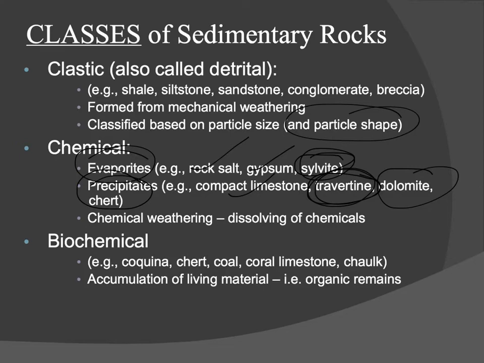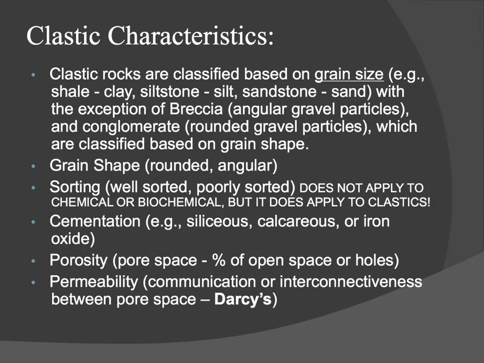In terms of biochemical, we have coquina, which is all the cemented skeleton shells and parts. We have chert, which is basically a really hard rock made of quartz. The microcrystalline quartz has a link with organic creatures. And we also have coal, which came from plant material. We also have coral limestone, which is a different type of limestone. This limestone is actually created by living things. And we have chalk, which is made of microscopic animals. So these are the three different classes of sedimentary rock.